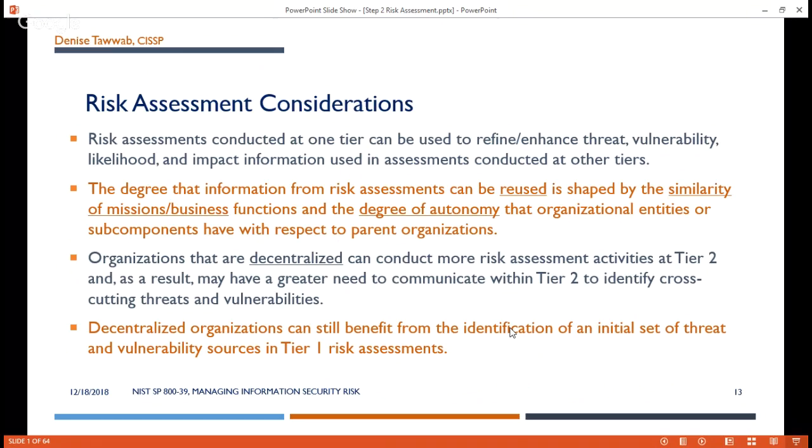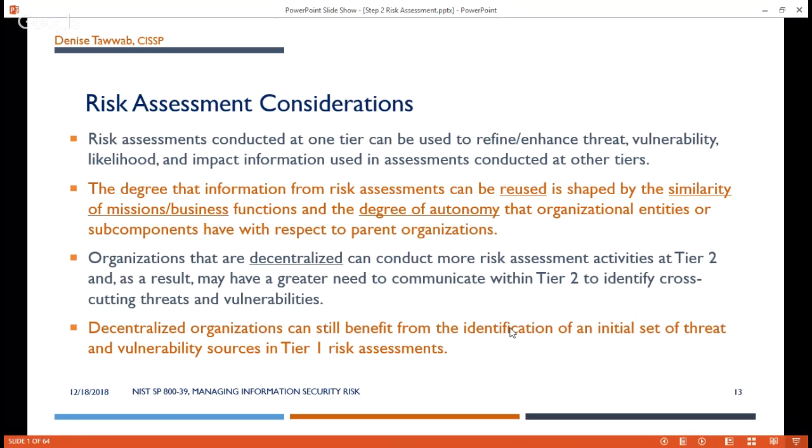Does that make sense? The degree that information from risk assessments can be reused is shaped by the similarity in the mission business functions and also by the degree of autonomy that organizational entities or subcomponents have with respect to the parent organization. Organizations that are decentralized can conduct more risk assessment activities at Tier 2 at the business level, and as a result, may have a greater need to communicate within Tier 2 to identify cross cutting threats and vulnerabilities.